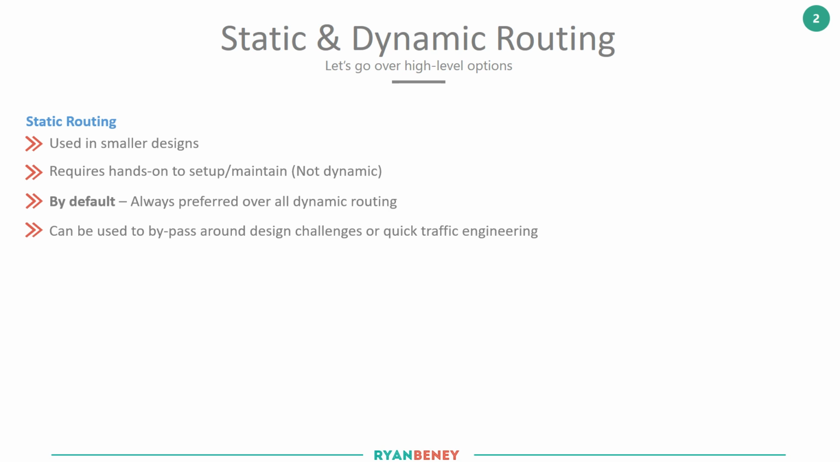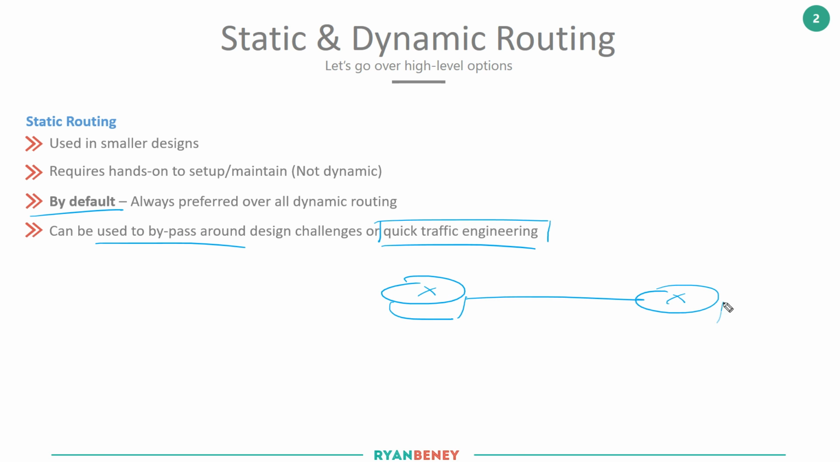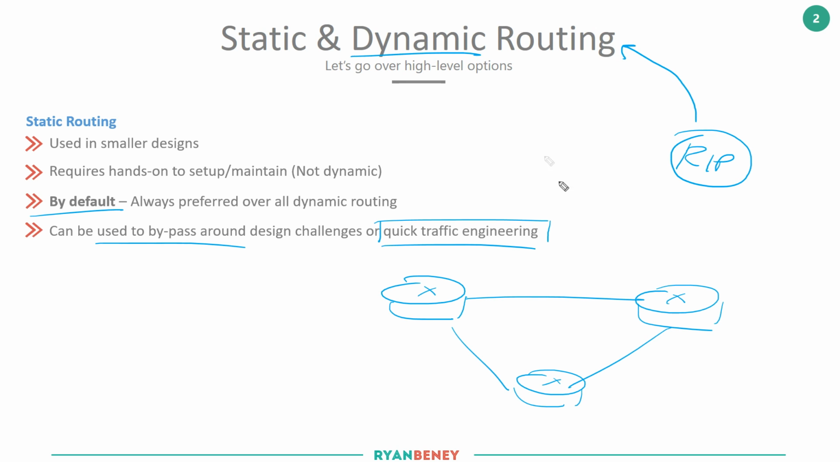Next is, because it's always preferred by default, we can use it to bypass certain challenges or for quick traffic engineering. So for an example, let's say we have a couple of routers connected like so, and all of these routers are running RIP, the Routing Information Protocol, which again is a dynamic routing protocol. This means that each router is talking to one another in the RIP language and telling each other how to reach their subnets.